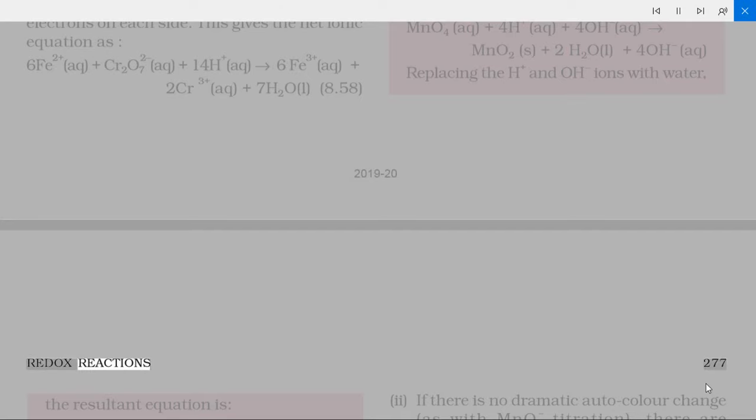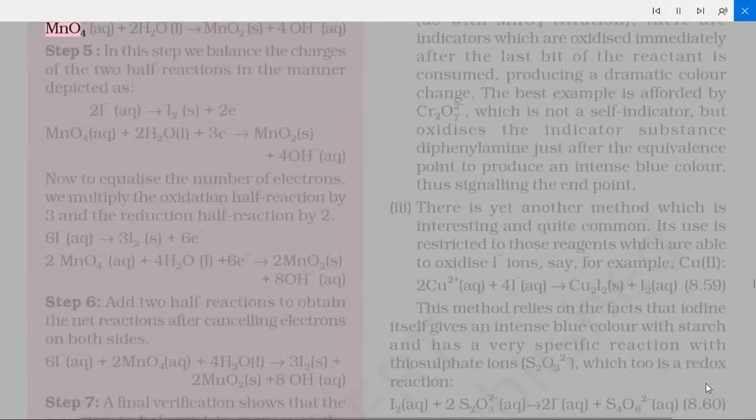The resultant equation is MnO4⁻(aq) + 2H2O(l) → MnO2(s) + 4OH⁻(aq). Step 5. In this step we balance the charges of the two half reactions in the manner depicted as 2I⁻(aq) → I2(s) + 2e⁻, and MnO4⁻(aq) + 2H2O(l) + 3e⁻ → MnO2(s) + 4OH⁻(aq).